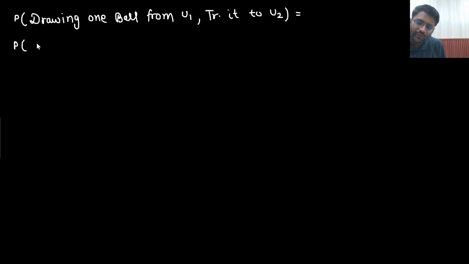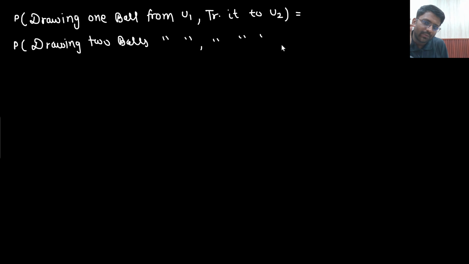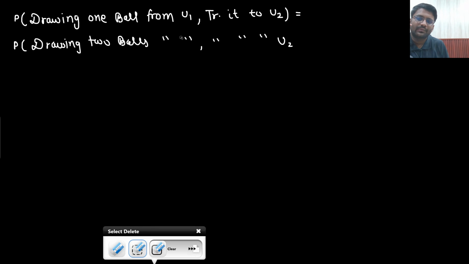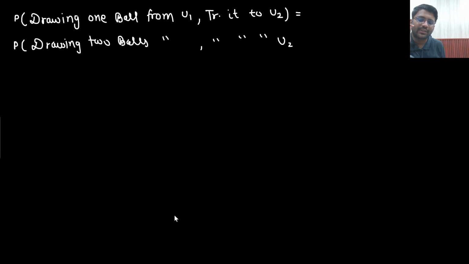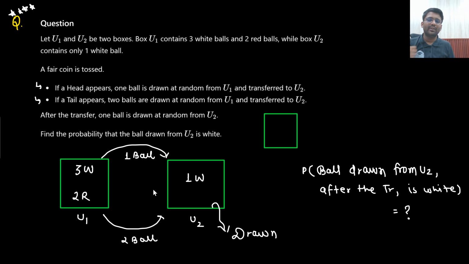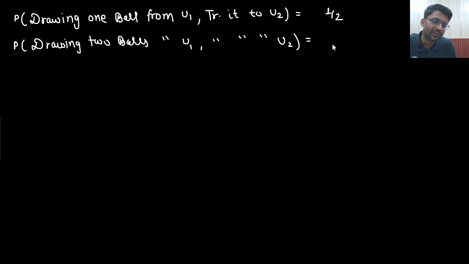And what is the probability of drawing two balls from U1 and transferring it to U2? I am asking you a very simple question: find out the probability of drawing one ball. When will I draw one ball? Sir, when you get head. And when will I draw two balls? When I get tail. So what is the probability when you are tossing a coin? What is the probability of getting a head? That is 1 by 2. And what is the probability of getting a tail? That is also 1 by 2.